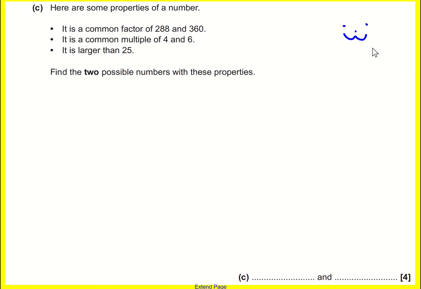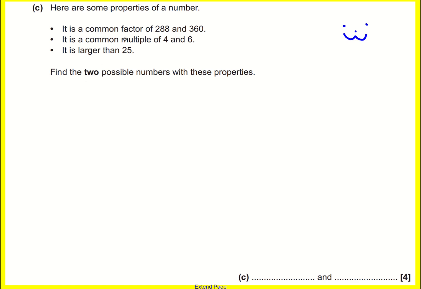So we've got a number, but we don't know what it is, but we do know that it's a common factor of both of these numbers, 288 and 360, and we know it's a common multiple of 4 and 6, and we know it's larger than 25. We need to find 2 possibilities.